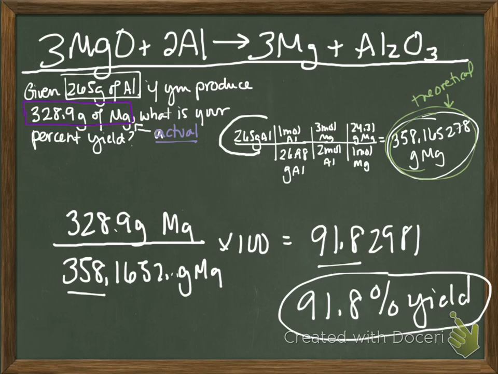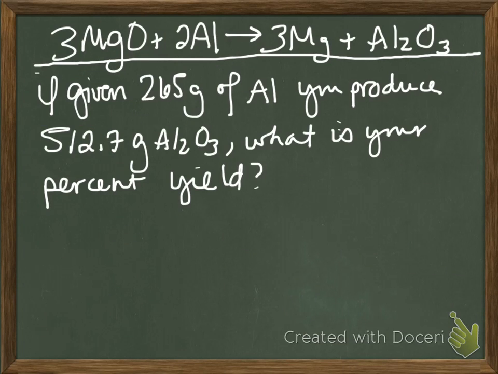Okay, so let's try another example. Now we're asked, with the same amount of aluminum, we give you 265 grams of aluminum and you produce 512.7 grams of aluminum oxide. What's your percent yield? So again, this is your actual yield. You have to compute your theoretical yield. So let's start that process.